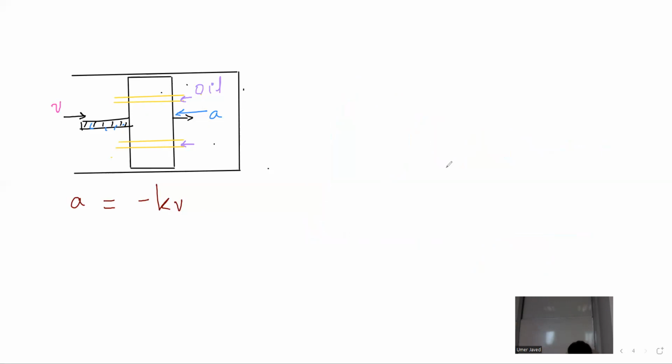Okay, now here comes the question that all of you are going to solve today. Surprise, surprise. Express velocity as a function of time. Okay, you do it. Do it.